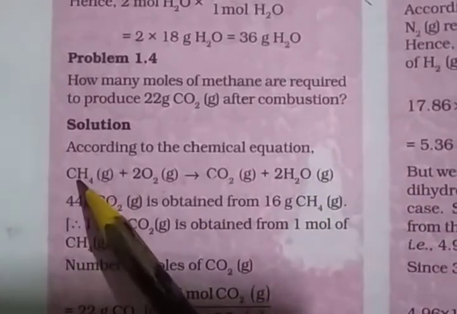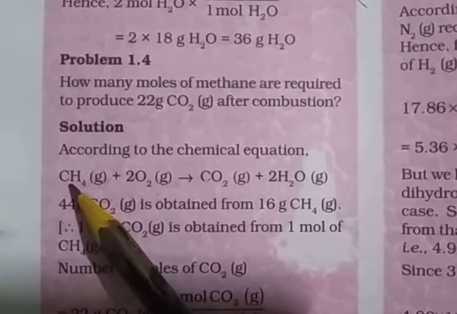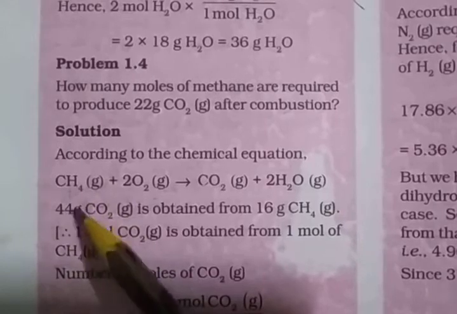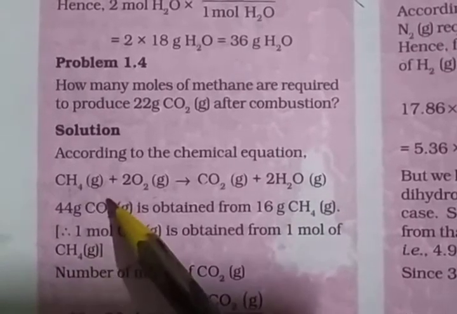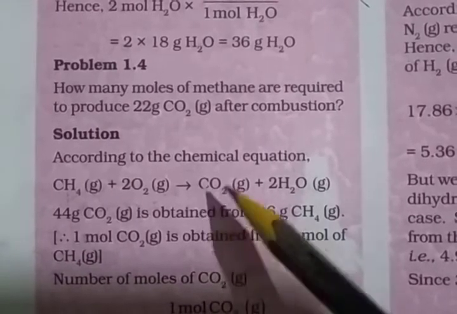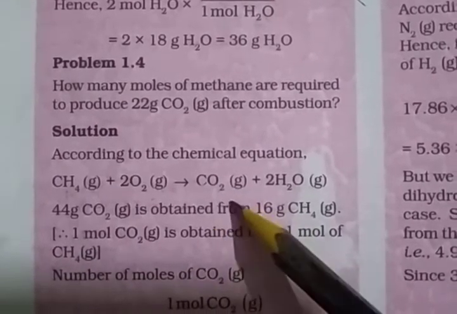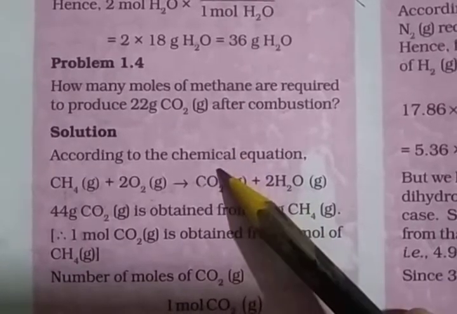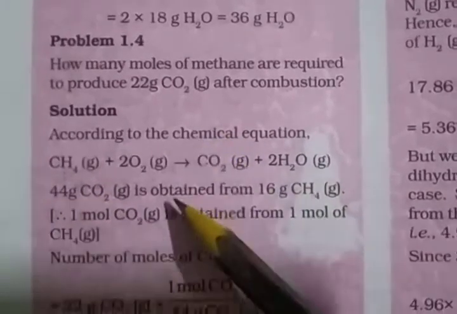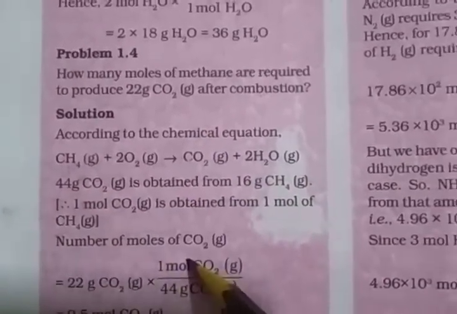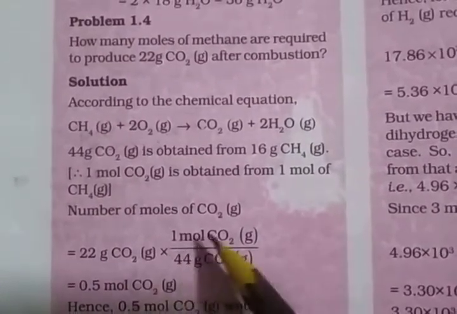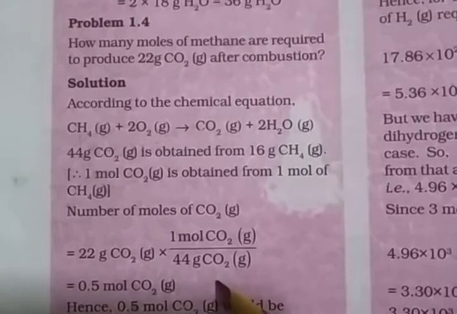Here CH4 mass, see carbon 12 and hydrogen 4. So 16 gram of CH4. And here carbon dioxide, carbon 12 and then oxygen 16 multiplied by 2, so 44. So 44 gram CO2 is obtained from 16 gram CH4. Then to find the number of moles of CO2, 22 gram of CO2 multiplied by 1 mole of CO2 divided by 44 gram of CO2.